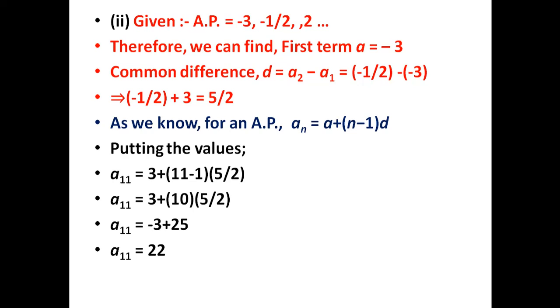Then write the formula and substitute the values in the formula. So a11 equal to minus 3 plus 11 minus 1 into 5 by 2. 11 minus 1 is 10. 10 into 5 by 2: 2 and 10 cancel, it will be 5. So 5 into 5 will be coming, that is 25.